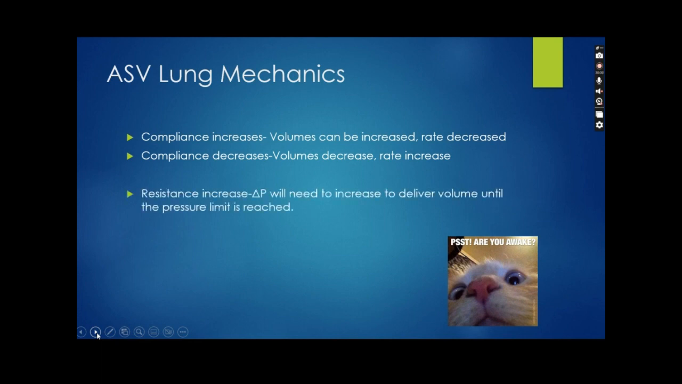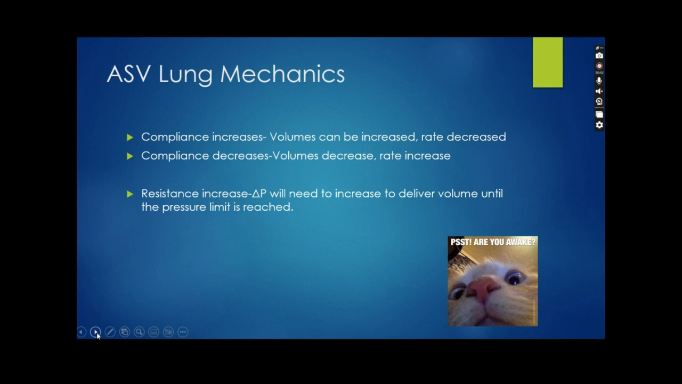Resistance. We didn't talk too much about resistance in the last couple of slides. But as you can see, if your resistance increases, your delta P will need to increase to deliver the volume until the pressure limit is reached. That means your inspiratory pressure will begin to increase until you have reached that limit, which is 30.